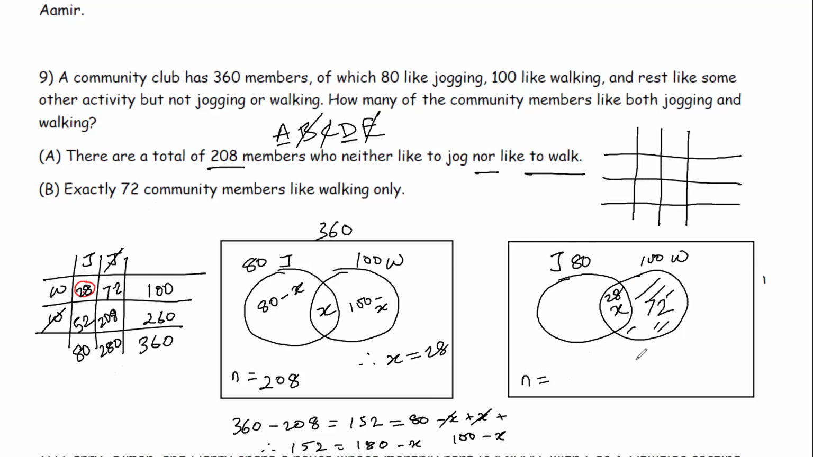We don't even need to use any other calculation out here, right? So again, if you were to use the grid, people who like jogging, not jogging, walking, not walking, 360, 80 total out here, 280 out here, 100 out here, 260 out here, and 72 like walking only. So walking only but not jogging is 72. So we get the answer out here also, again, 28. So each alone answers. Therefore D is the answer. Okay.